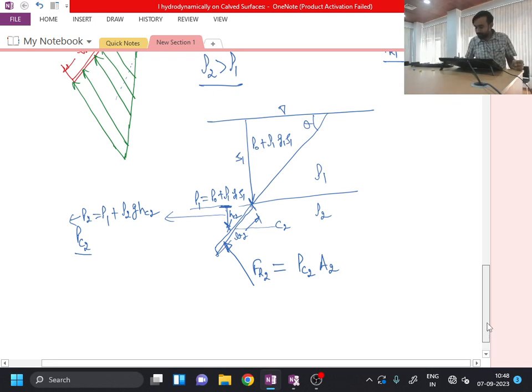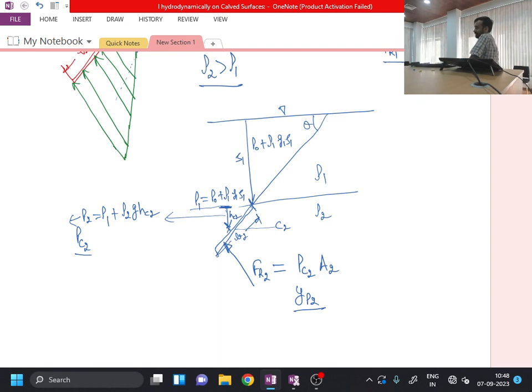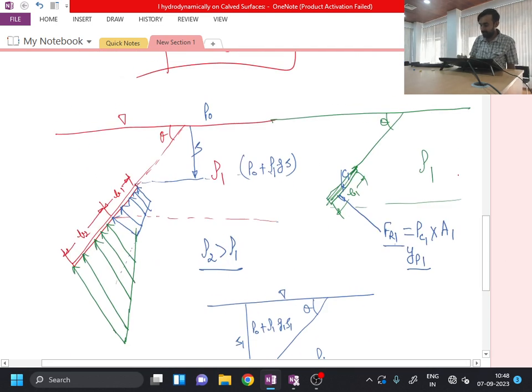Okay, so now similarly for this also I can determine Yp2. The Yp2 is nothing but the center of pressure for body 2. Okay, so the center of pressure, which also shows the line of action of the resultant force, I can also determine from the formulation discussed in the previous lecture. Okay, so now I have Yp1, I have Yp2, I have Fr2, and I have Fr1.